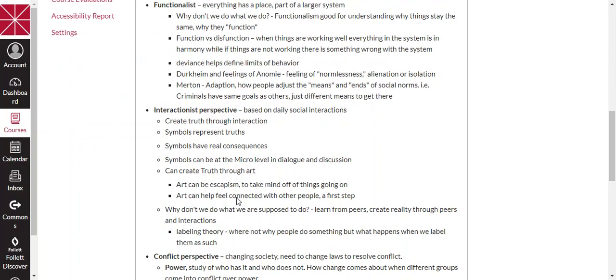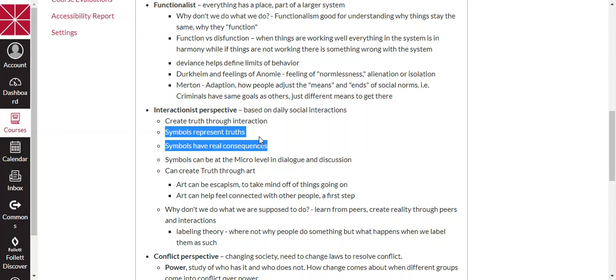The second perspective we had was the interactionist perspective. This is the one where we drew the pyramid, where the interactionist is interested in looking at the bottom of the pyramid where people are interacting with each other, and this process ends up building up to making society. The big thing we got out of this is that symbols represent truths, and symbols have real consequences. Though these things may not actually exist, they're just ideas, they have real consequences.